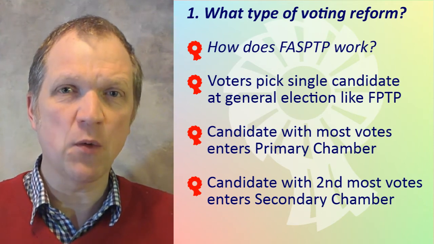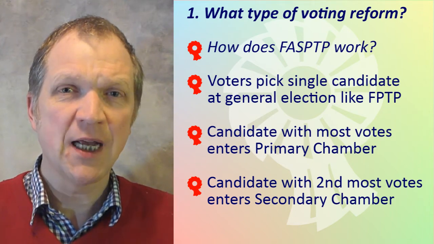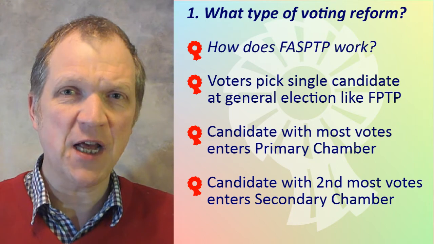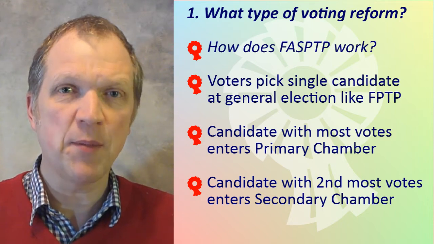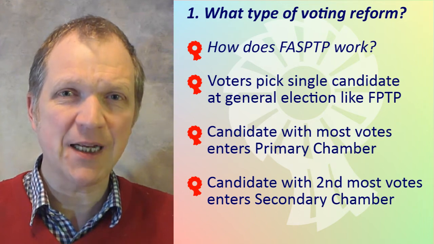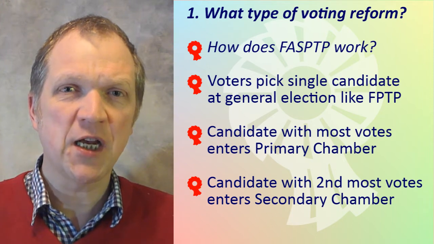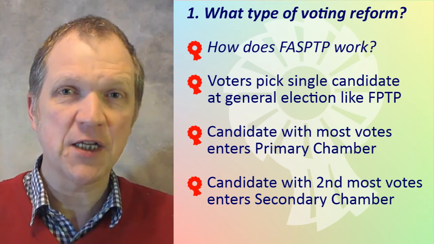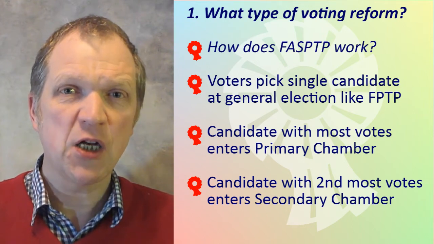How FasPTP works is simple. At a general election, voters select a single candidate for their constituency in exactly the same way as under the present FPTP system. Also, just like the current system, the candidate with the most votes becomes that constituency's Member of Parliament, or MP, in the primary chamber. In the UK, the House of Commons is currently that primary chamber. What's new is that the candidate with the second highest number of votes becomes that constituency's MP in the secondary chamber, which here in the UK would replace the House of Lords. As a result, each constituency elects 2 different MPs, one in the primary chamber and one in the secondary chamber.